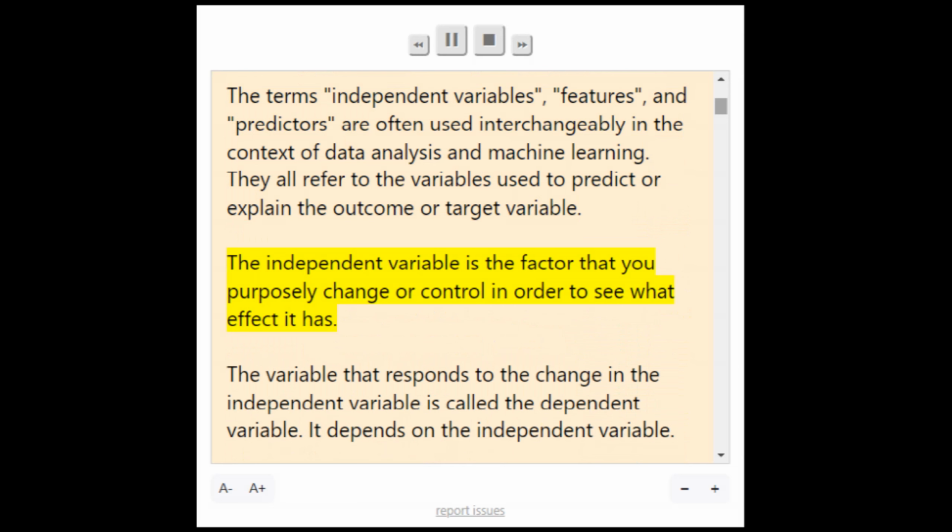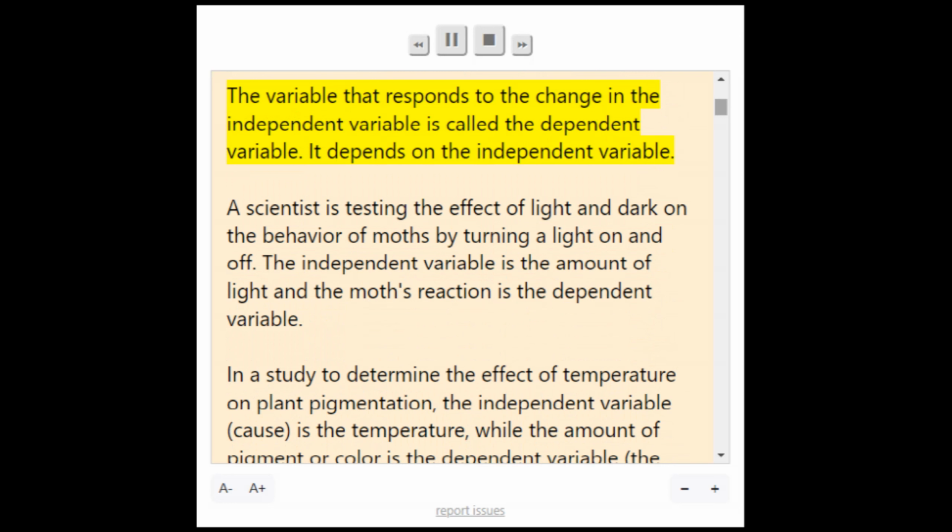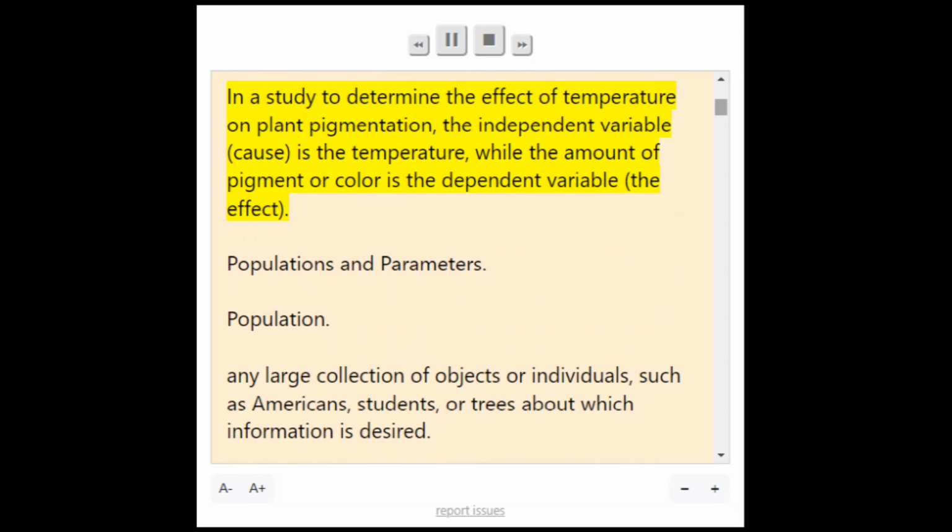The independent variable is the factor that you purposely change or control in order to see what effect it has. The variable that responds to the change in the independent variable is called the dependent variable. It depends on the independent variable. A scientist is testing the effect of light and dark on the behavior of moths by turning a light on and off. The independent variable is the amount of light and the moth's reaction is the dependent variable. In a study to determine the effect of temperature on plant pigmentation, the independent variable, the cause, is the temperature, while the amount of pigment or color is the dependent variable, the effect.